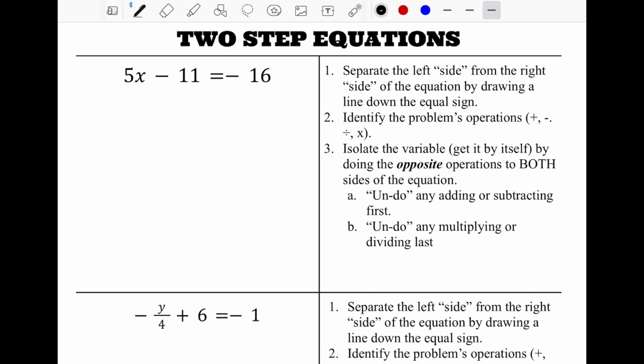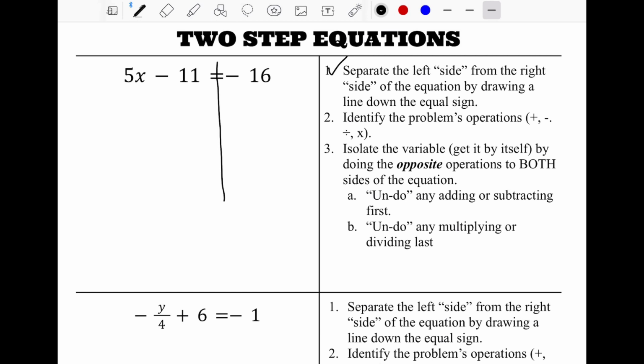The first step says that we're going to separate the left side from the right side of the equation by drawing a line down the equal sign. So let's do that. We're going to accomplish the first step. So we're going to just draw a line down our equal sign, step one, and that's completed.